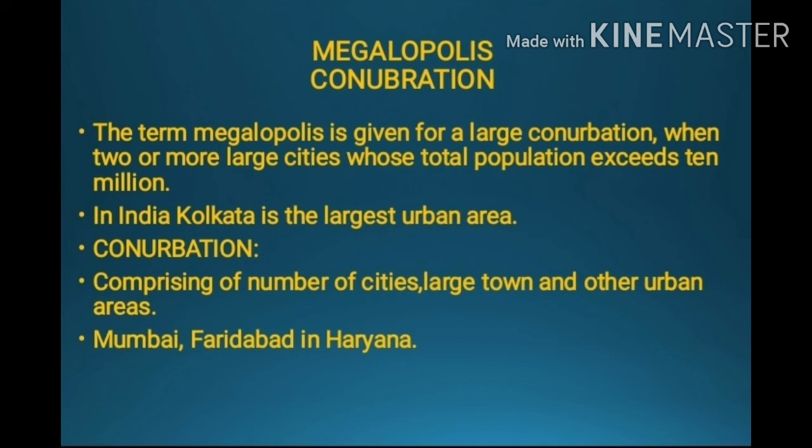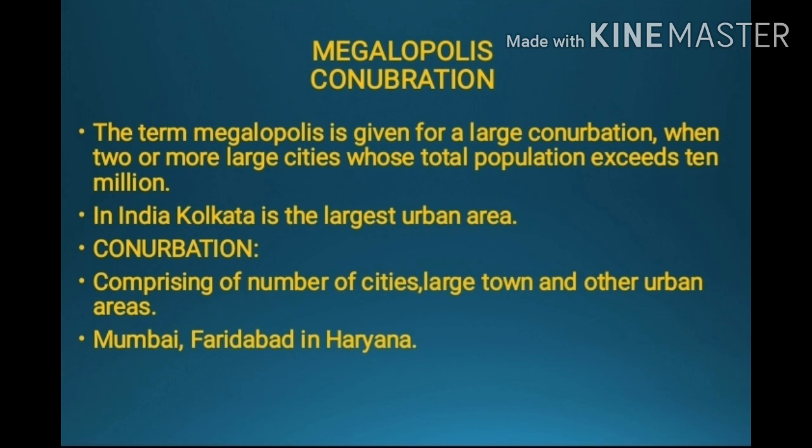Conurbation. A conurbation is a region comprising a number of cities, large towns and other urban areas that through population growth and physical expansion have merged to form one continuous urban area. So it is made up of a number of cities, large towns, urban areas which, through population growth, are merged with each other and combined to form a continuous urban area. That is called conurbation.